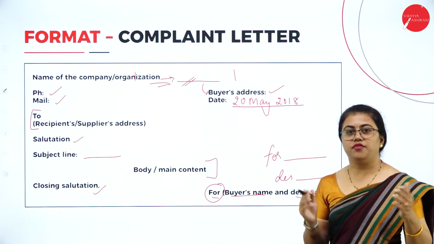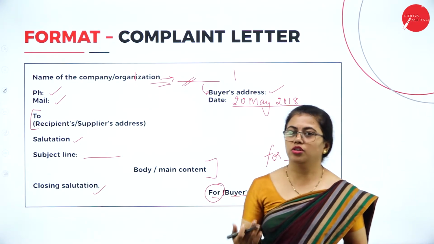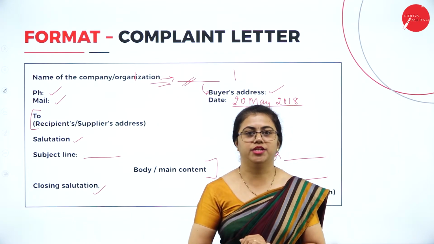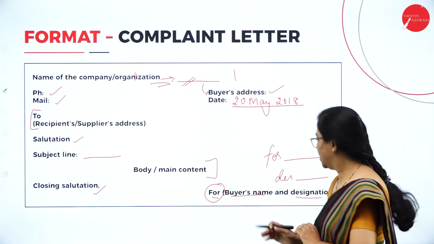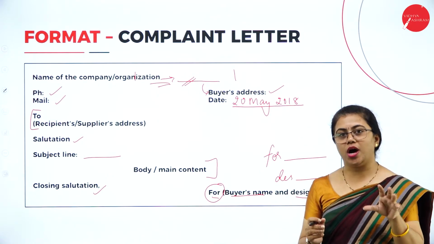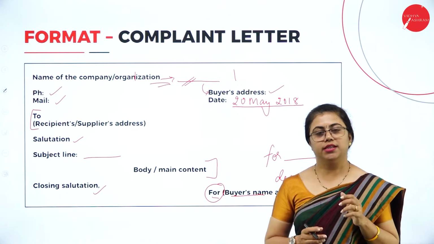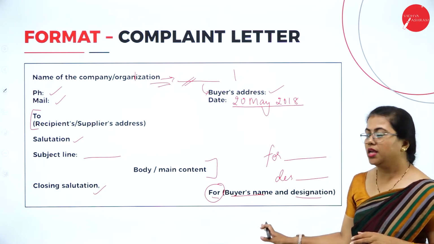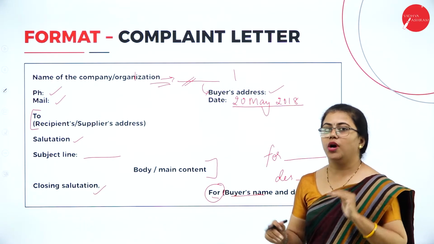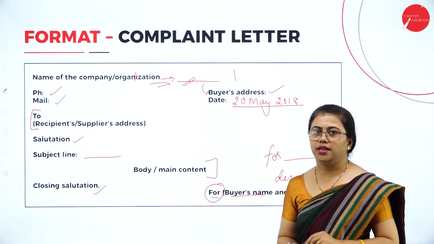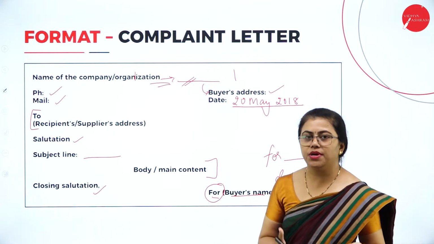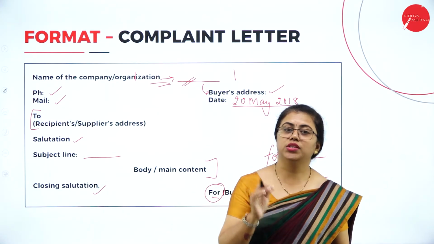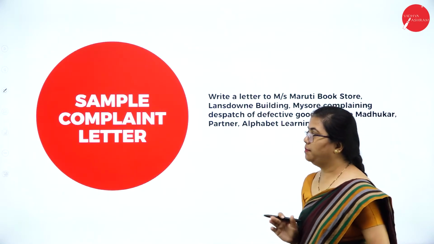So yes, if you are the assistant manager there, you are not the owner of it, you will write assistant manager. Suppose you are the proprietor, then you will write as proprietor only. Suppose you are the only signing authority, then you will write signing authority only. On behalf of this company, you are signing it, because a company cannot come and sign, isn't it? So there will be an authorized person who has to sign. So this way you are going to sign it. So this is the format of a complaint letter.